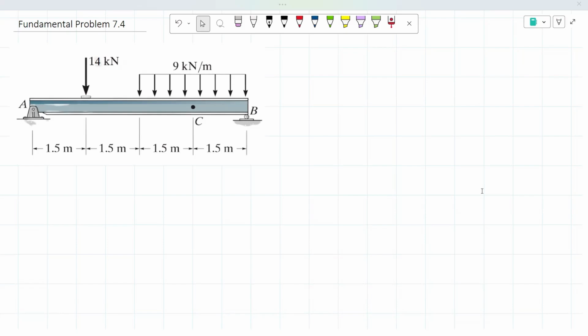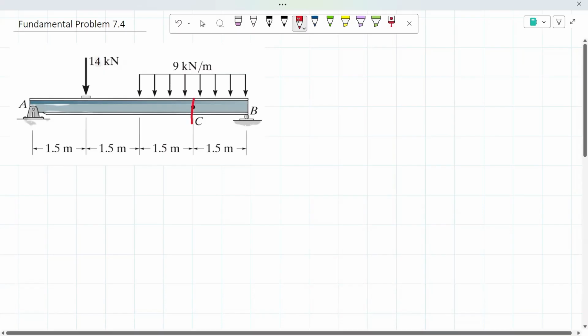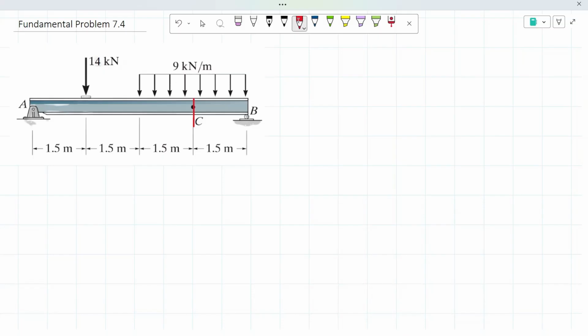Hello everyone, today we're going to be working on fundamental problem 7.4, and this problem is asking us to determine the normal force, shear force, and moment at point C. So our first step is going to be doing the cut right at point C. From there, we're going to analyze both sides of the beam to see which side would be easier to work with.